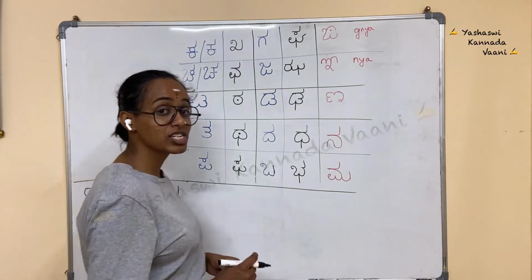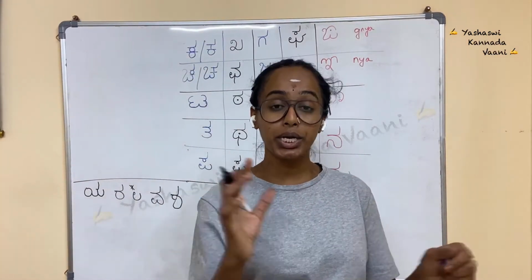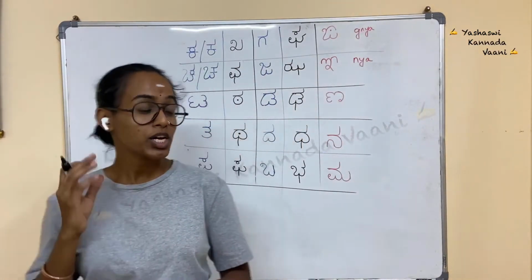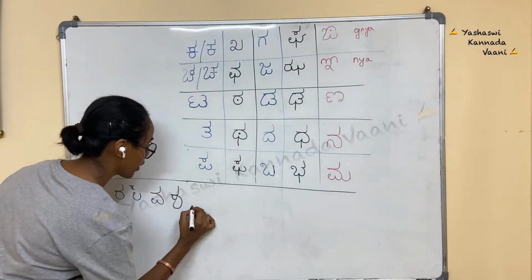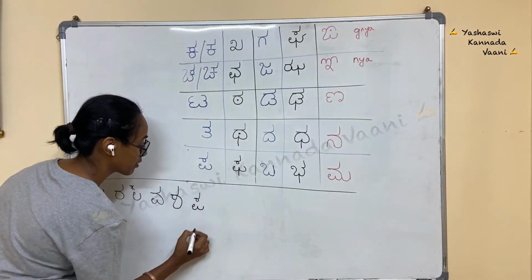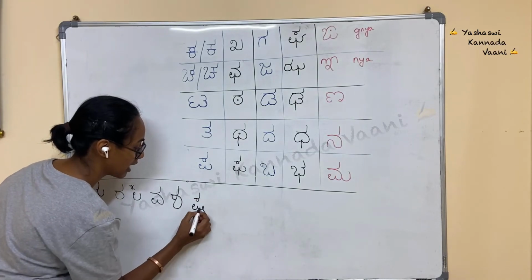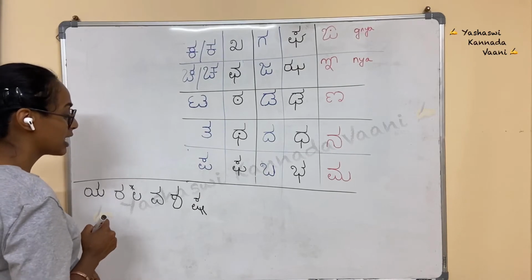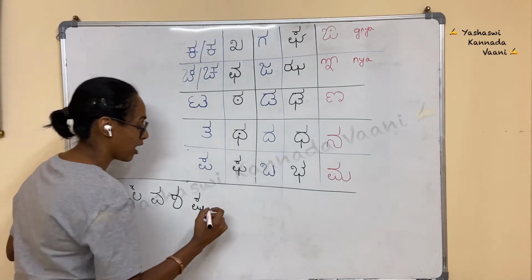Next is the letter Sh. It's shut up. Shut the door. You feel the sound. Shut. Sh. Okay. So how do you write? Write like a P. Write like this. Write like a P. But here give a knot and a line. Clear? Very good.